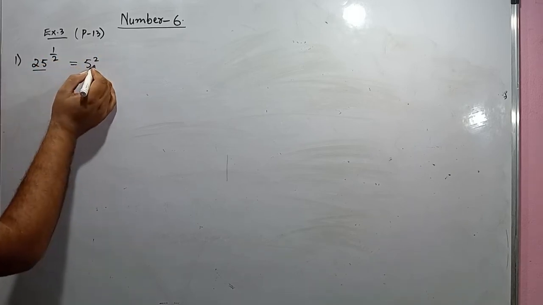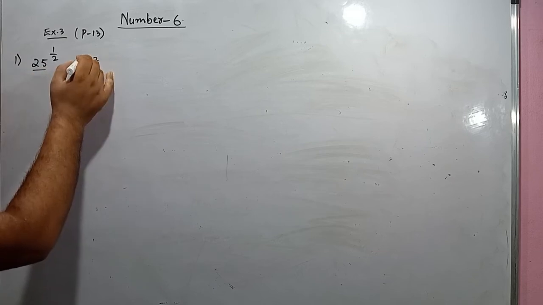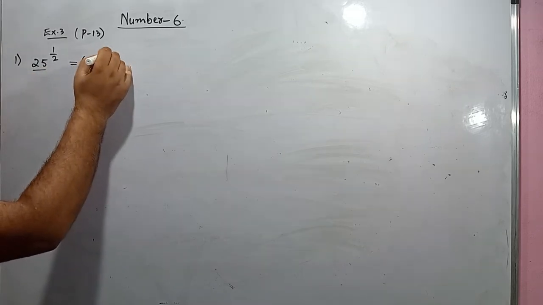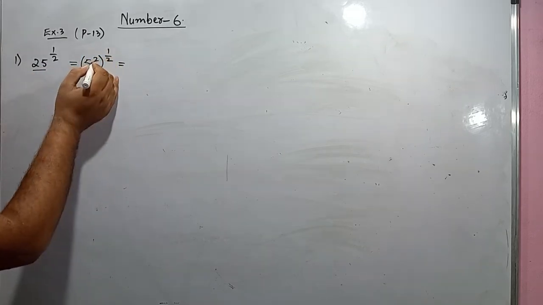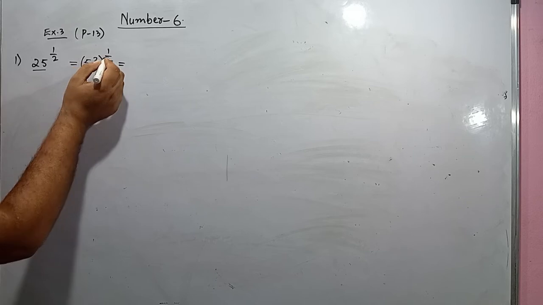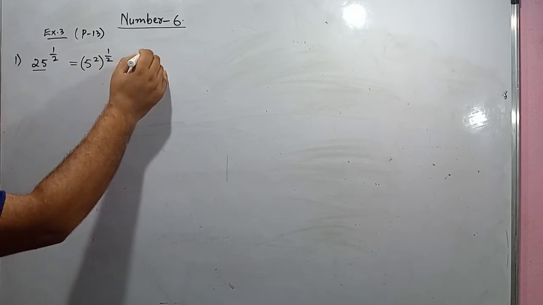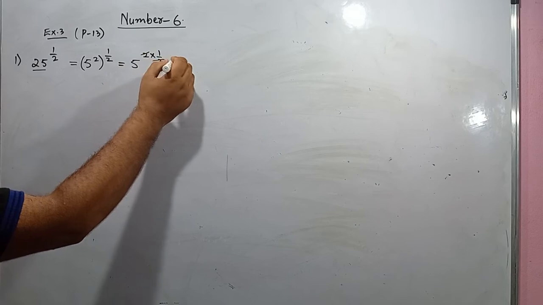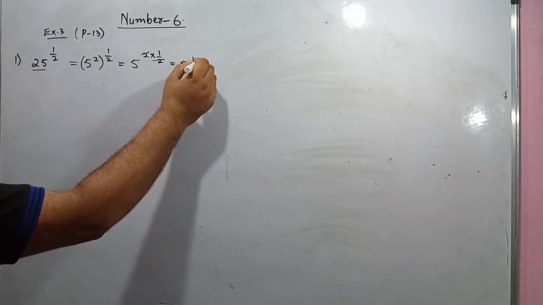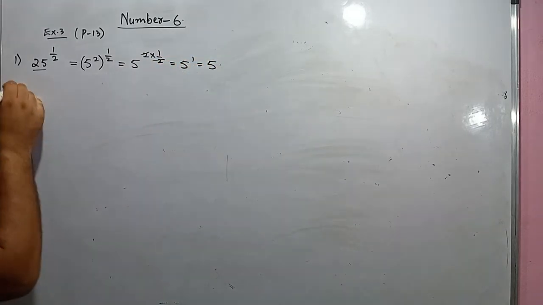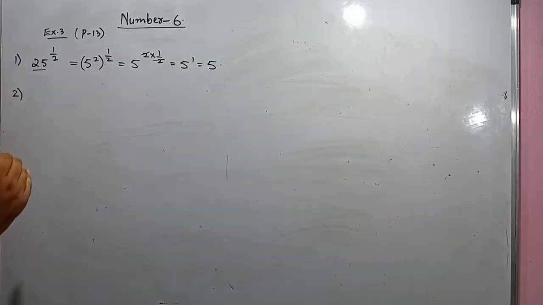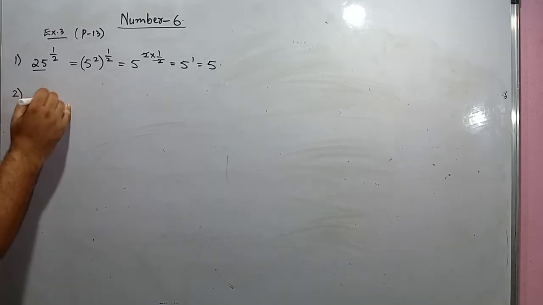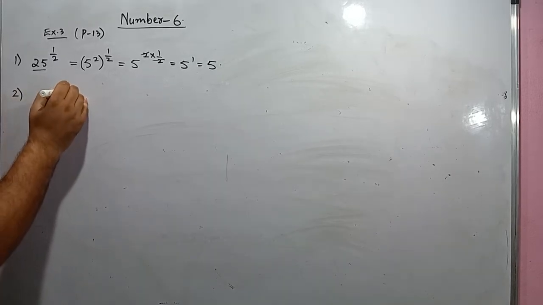That's also 5 into 5 is 25. Then I will write whole to the power 1 by 2. We know there is multiplication between this power and this power. So 5 to the power 2 into 1 by 2. 2 ones are 2, 2 ones are 2. So it's 5 to the power 1. The answer is 5.